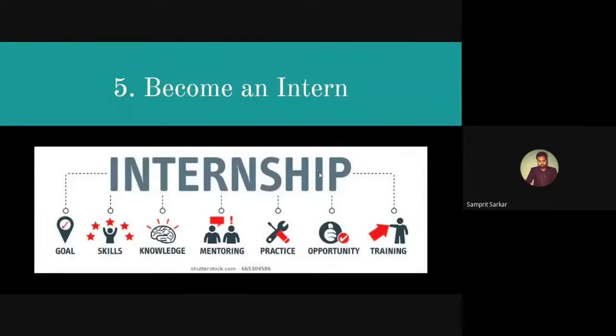The next thing is, try to become an intern in a company. Always try to find a company where you can apply for internships. There are lots of companies hiring interns, part-time and full-time. You just have to search the job portal. If you are in your final year, or have just finished college, look for companies that provide internships. Don't just directly go into a job after finishing your college.